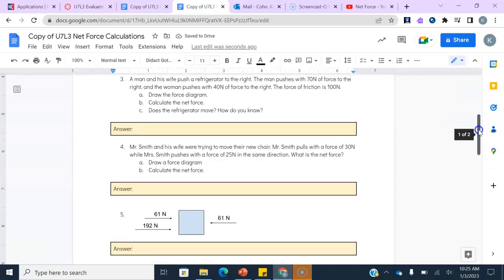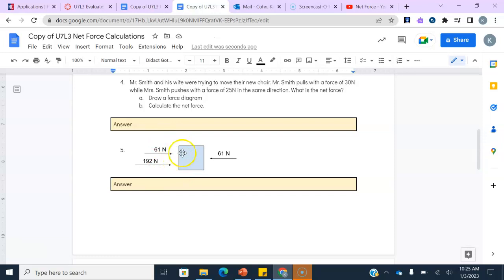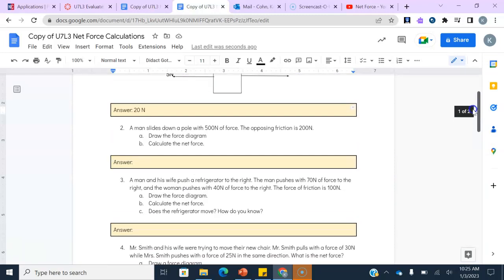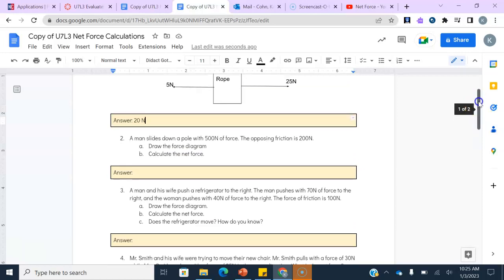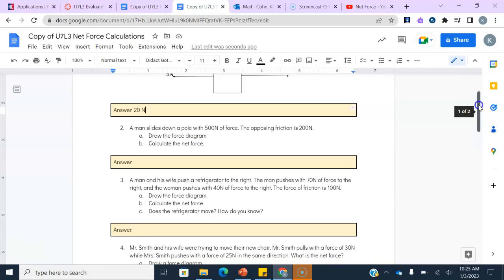Now the last one, this one right here, is the same thing, but remember, if they're going in the same direction, you have to add them. So for this one down here, these two forces moving towards the right, you'll add 61 plus 192, and then you'll have to subtract this force that's moving in the opposite direction. So for this one, you'll do 61 plus 192 minus 61, and you'll tell me your answer there. Those are pretty quick. Now for 2, 3, and 4, we have to draw our force diagrams and then calculate the force.